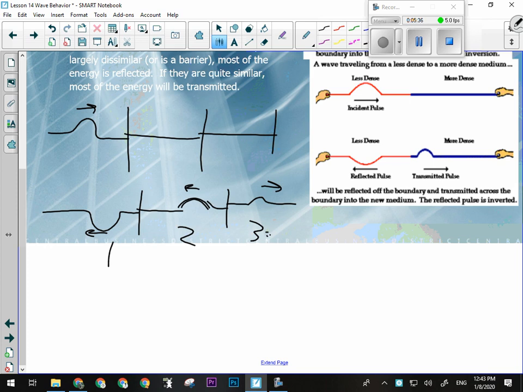Okay, that's the kind of thing you'd be asked to do with this type of information. Okay, when a pulse hits something that is more dense, it reflects back inverted. When it hits something less dense, it reflects back upright. Most of it goes through. Okay.